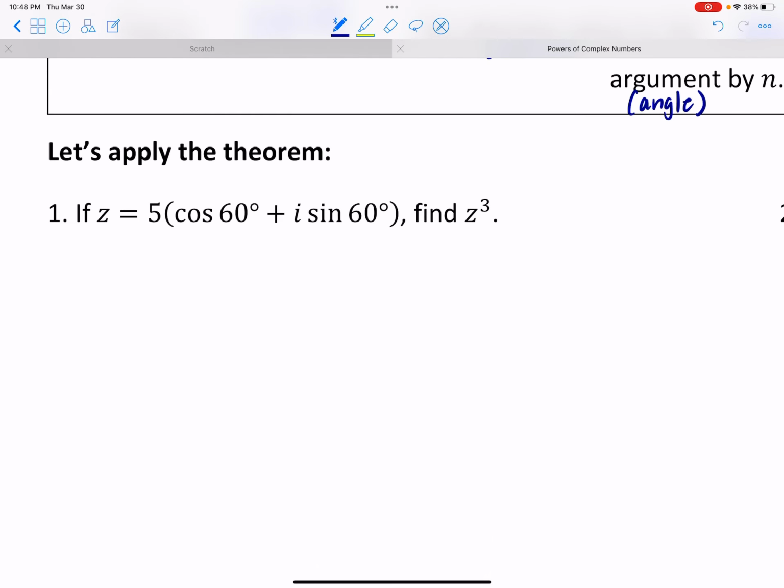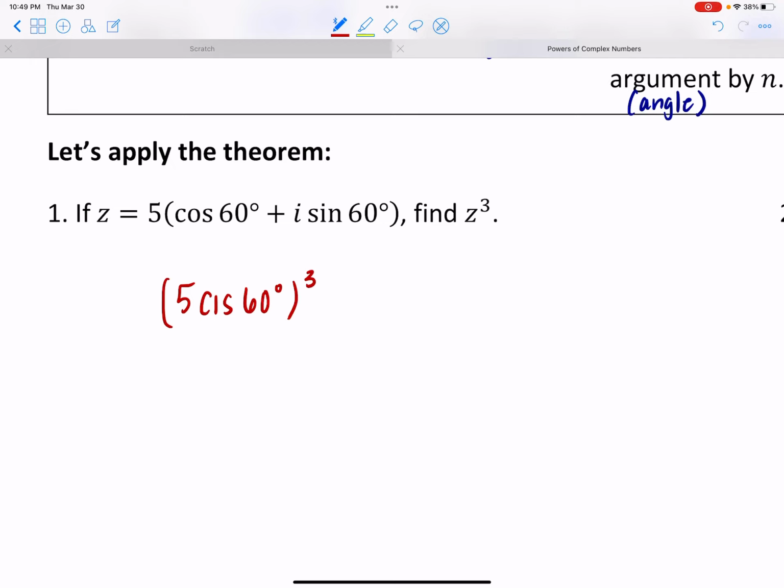Okay, so let's try to apply our theorem. Let's say that z is this complex number with the radius of 5 and an angle of 60 degrees, and we want to find, in this case, z cubed. So if I have to cube this, I'm going to write the compact form. I like that better. I have 5 cis 60, and I want to cube it.